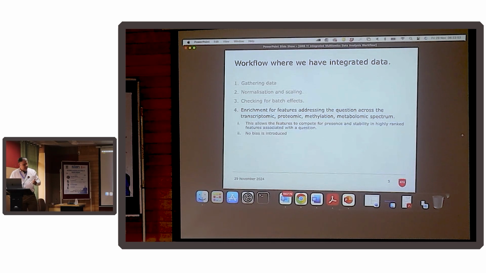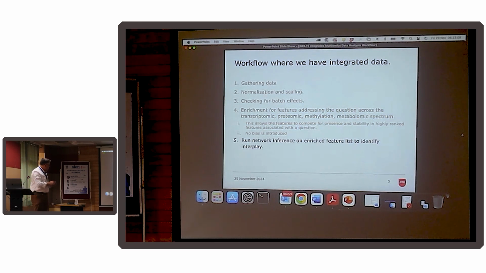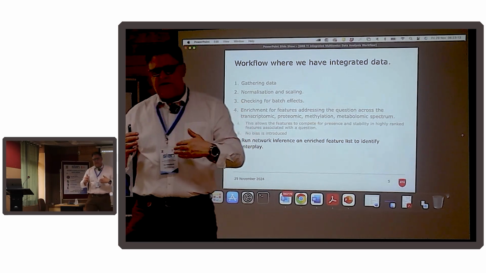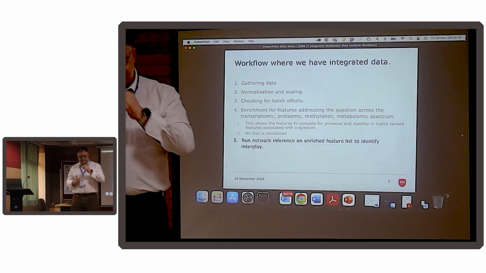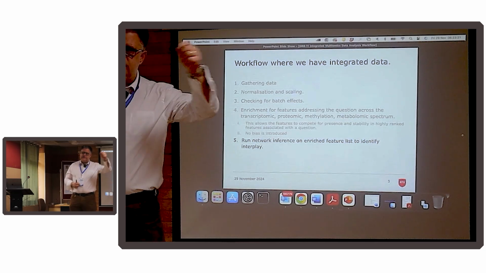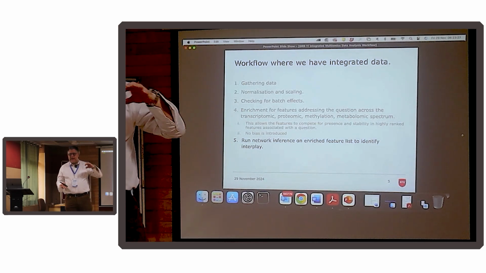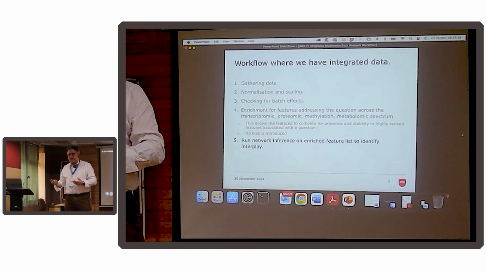The point is, if we're doing this integrated analysis, there is no bias introduced. We're considering everything on an even keel. So once we have our enriched features, we can then identify the interplay between these things. So what's the interplay between a gene, methylation, and proteomics? And I said we don't really know how proteins and transcripts link. Well, this allows the potential for us to see how things are interacting that define the expression of a protein.